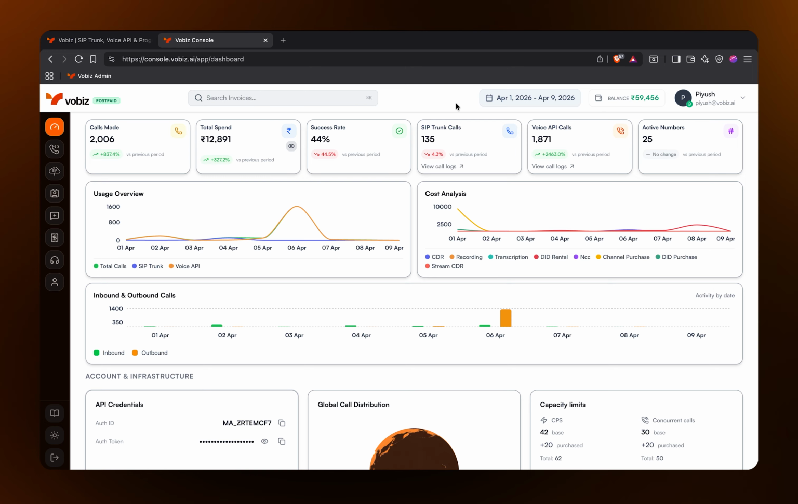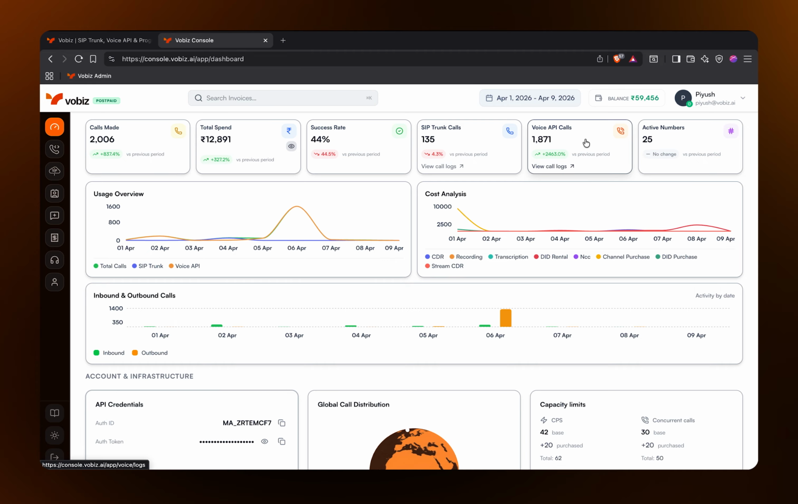Then we have SIP trunk calls and voice API calls. At Vobiz, we provide you two specific types of protocols for calling your customers. That is the SIP trunk calls and the voice API calls. For you to understand what exactly SIP trunks are, platforms like LiveKit, Vapi, 11 Labs, and Retell AI use SIP calls. But if you are using platforms like Pipecat, you're going to use voice API calls.